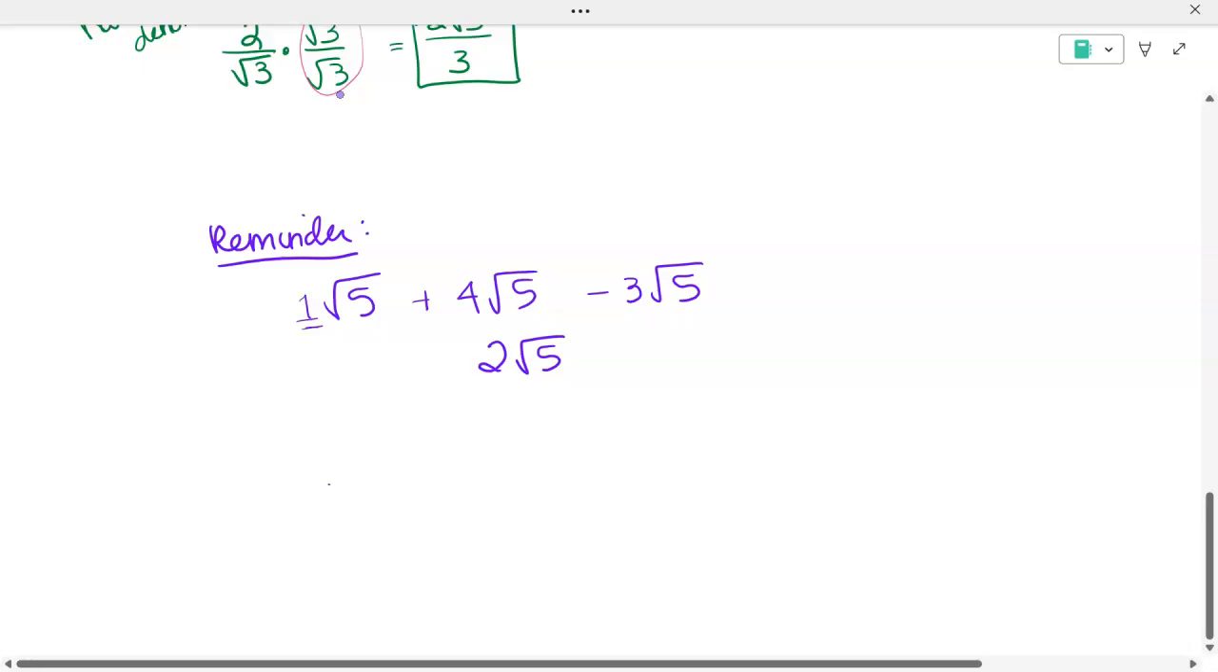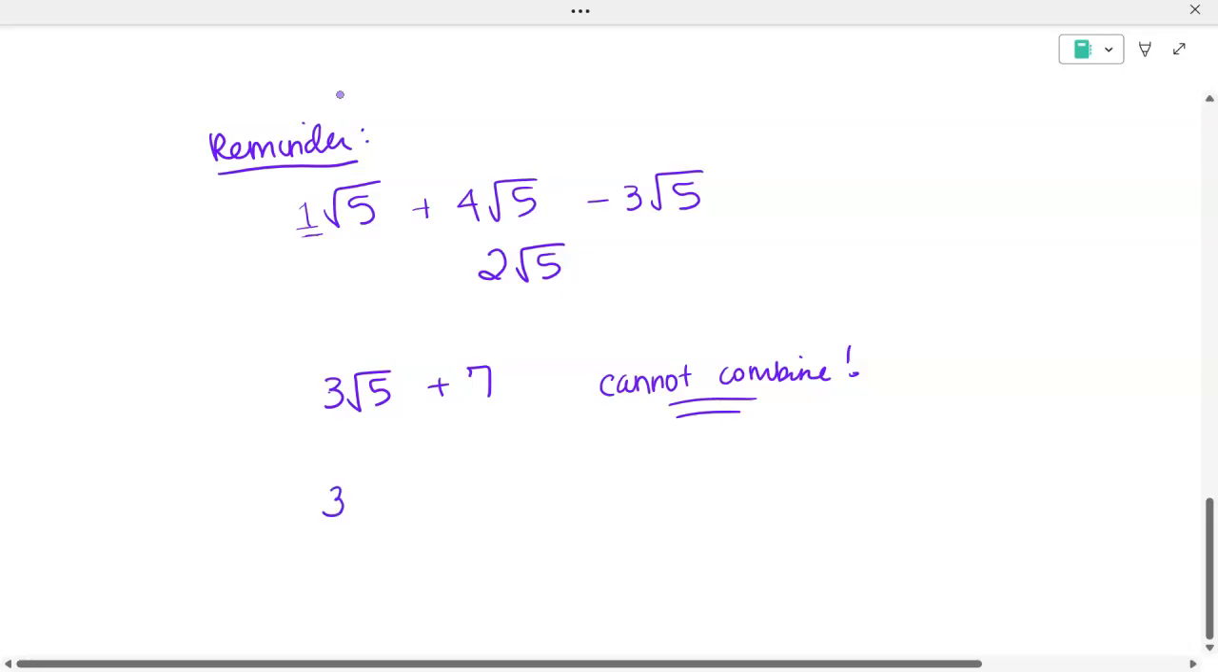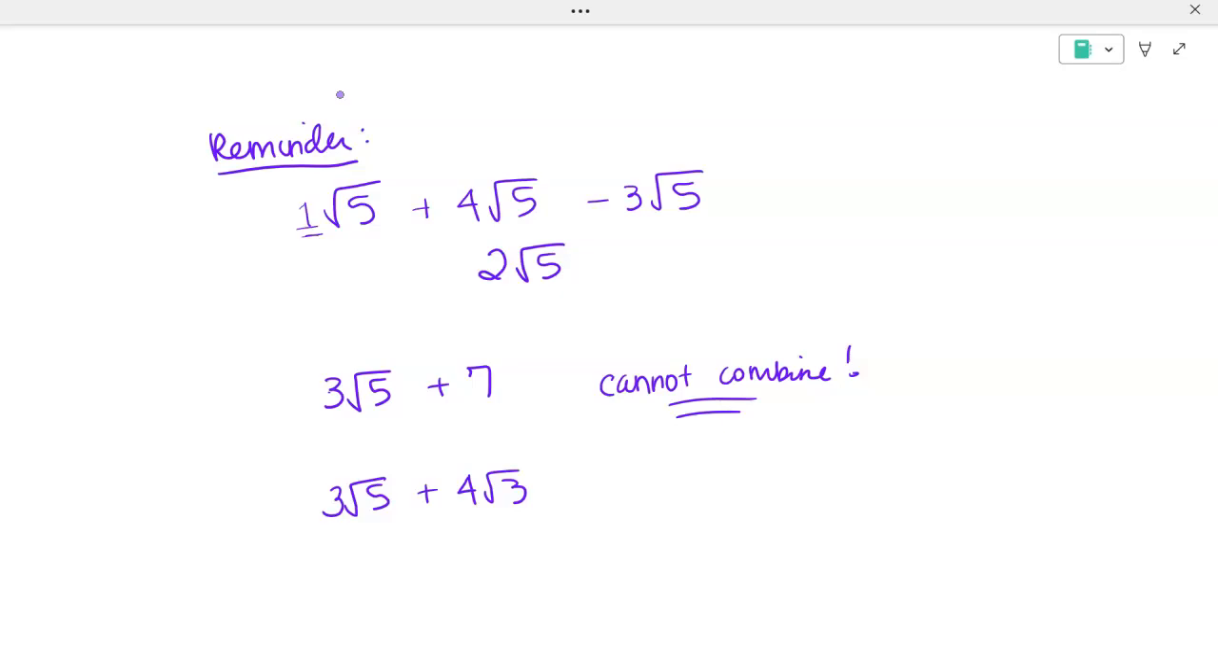Now, if you had something like 3 radical 5 plus 7, can you do anything to simplify that? No, you cannot combine those terms. Cannot combine because they're not like terms. Same thing if you had something like 3 square root of 5 plus 4 square root of 3. These are not like terms, so you cannot combine that. So just be on the lookout when you have radicals, when you're adding or subtracting for like terms.